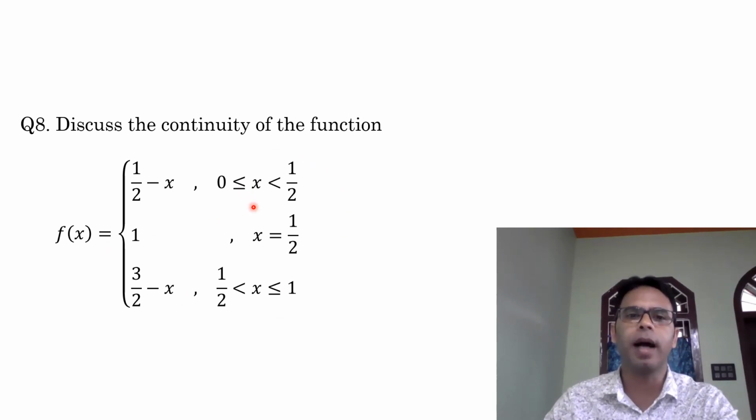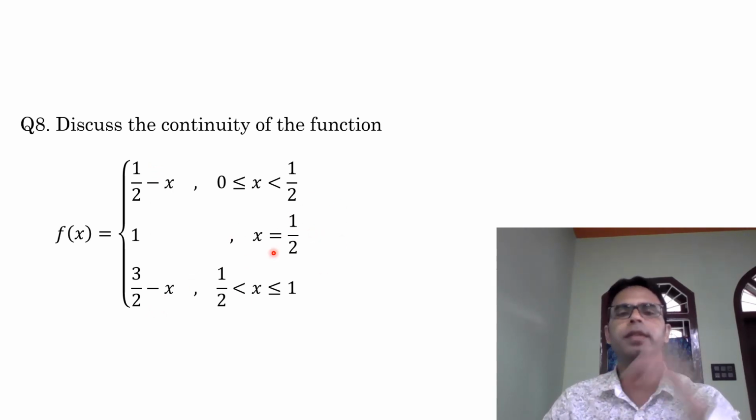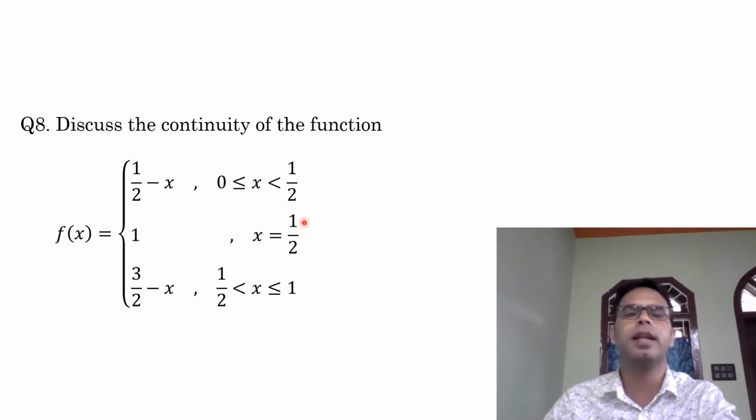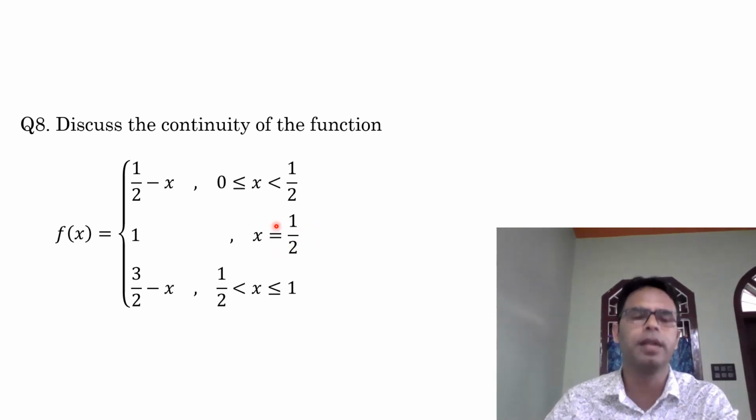But for the point half, less than half and greater than half both are present. So generally, as we check left hand and right hand limits, here left hand and right hand limits are possible for the point half, but for the point 0 and for the point 1 left hand and right hand limits cannot be obtained.